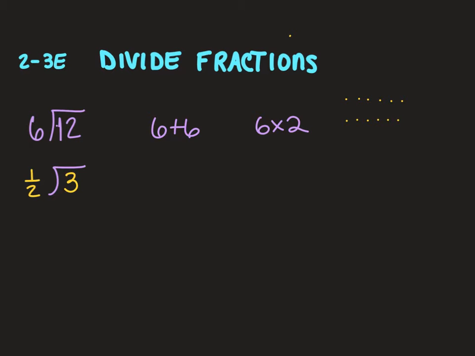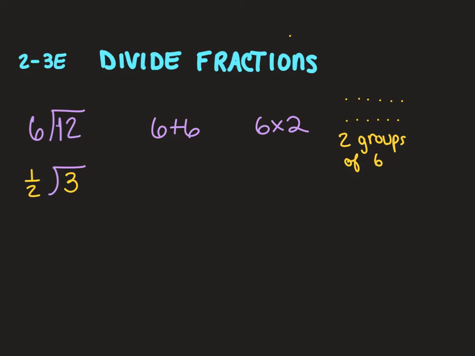And you might have reasoned it out thinking 6 plus 6, there's 2 6s. You might have thought of the multiplication problem 6 times 2, or you might have thought of a picture. If I have 12 little dots, and I decide to put 6 in a group, and I put 6 in a group, how many different groups are there? There's 2 groups. 2 groups of 6.